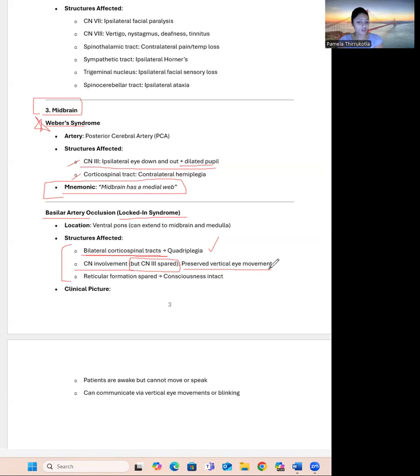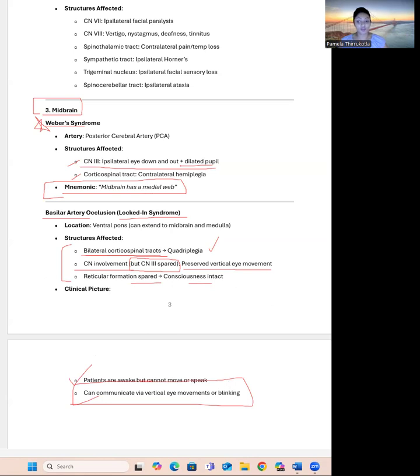So reticular formation is also spared, and that's the reason why your consciousness is intact. Your reticular system is responsible for level of consciousness, right? So if it is spared, obviously there is going to be intact consciousness. So remember, there are only two things: the patient is very well aware of the surroundings, the patient is very conscious, and the patient will have vertical eye movements which are preserved. But can they speak? No. Can they move? No. So the only way they can communicate with us is the vertical eye movements or your blinking, which is going to be seen in this patient with locked-in syndrome.